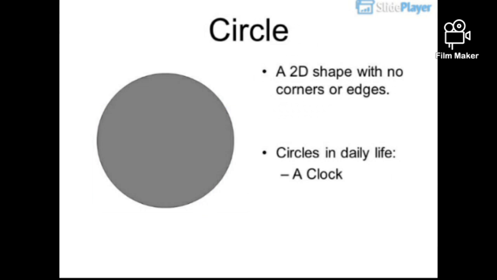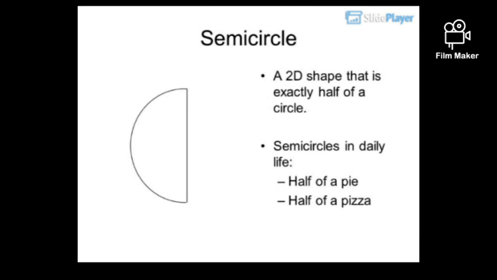Next example here of a two-dimensional shape is a circle. A circle is a shape with no corner or edges. Examples of a circle in daily activities are a clock, a ball, and so on and so forth. Another example here is a semicircle. A semicircle is a two-dimensional shape that is exactly half of a circle. Examples of semicircles include things like half of a pizza and half of a pie.